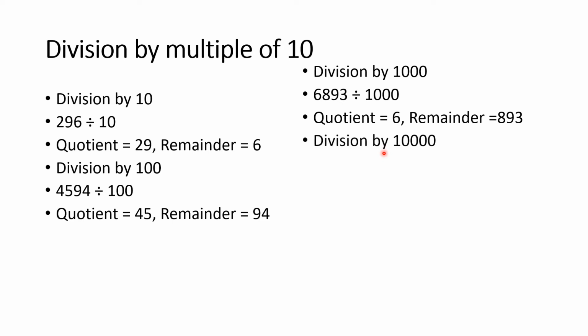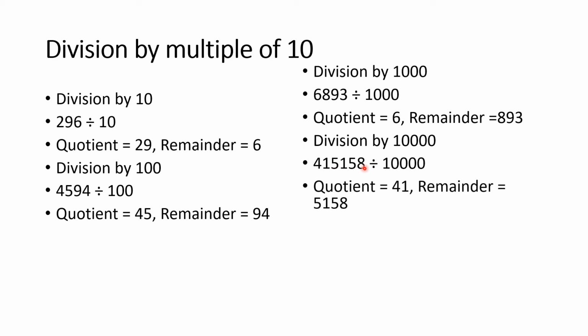Then division by 10,000. How will we do it? See here, 4,15,158 divided by 10,000. What will we do? Ones, tens, hundreds, thousands. There are 4 zeros. That's why we hide up to the thousands place and the remaining is 41. So that 41 is our quotient and the remaining number, it means 5,158, is our remainder.